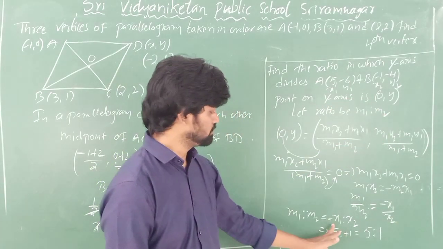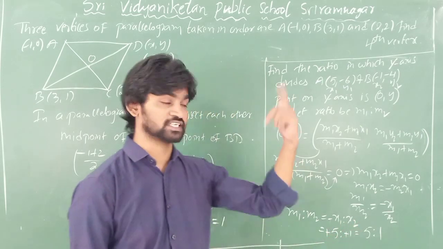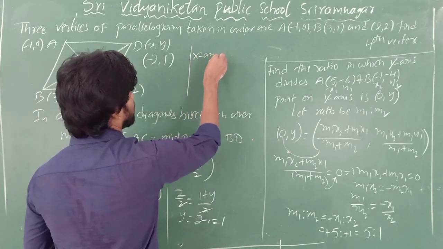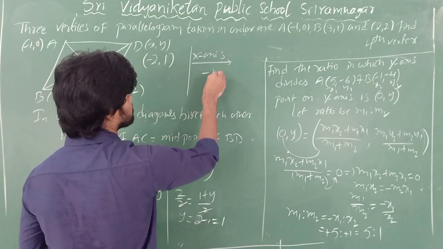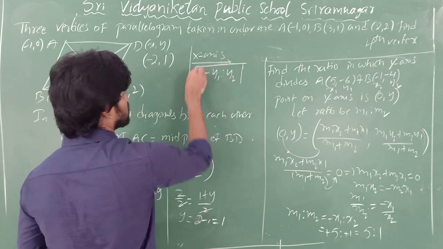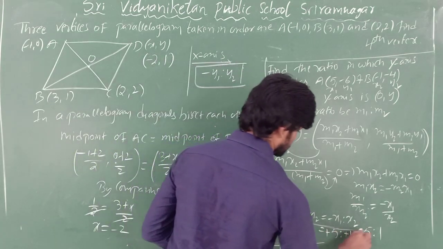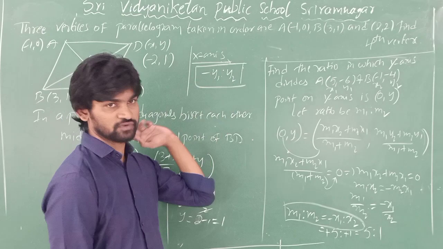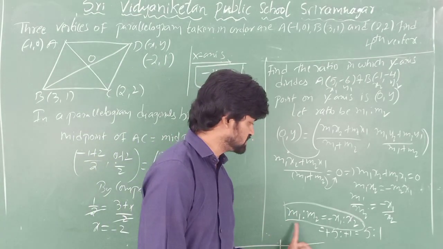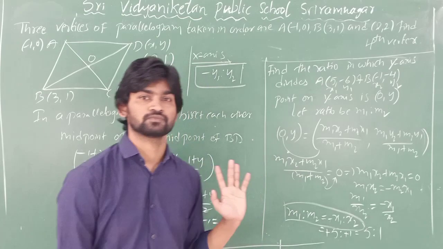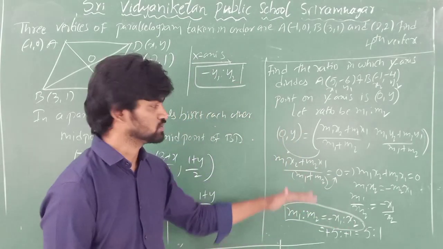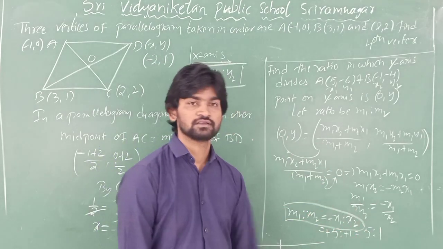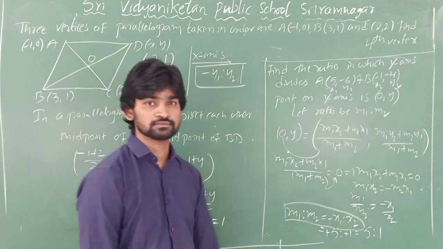The y-axis divides in the ratio minus x1 is to x2. What about the x-axis? If the points are given, the x-axis divides in the ratio minus y1 is to y2. These two formulas are very important. Remember these two. If one more question comes, you can directly use this formula and find the ratio. Let's see one more question.